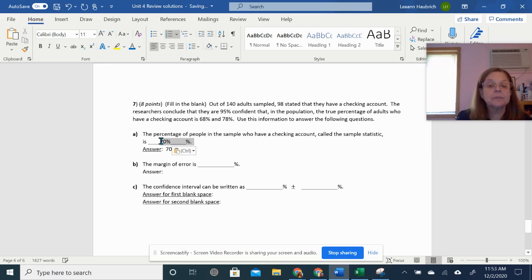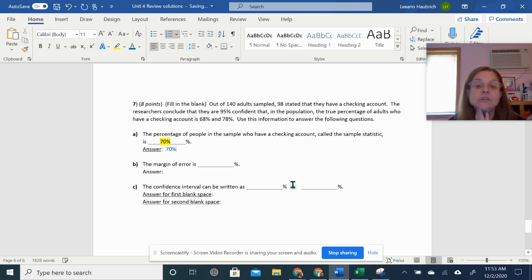As soon as I see something like that, I tend to write it right away. Okay. It just asks for the number. It didn't say anything else, so that's all I have to give, a 70%.